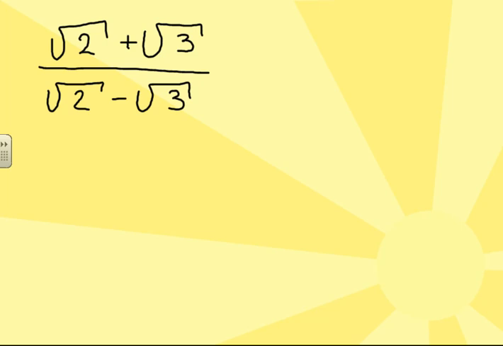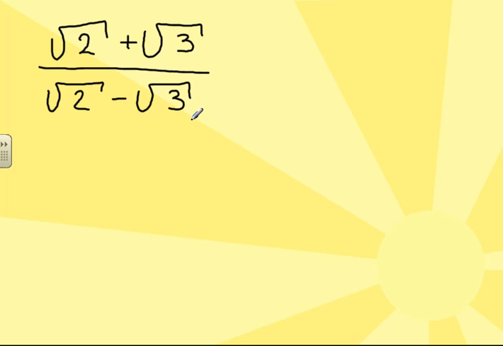Let's have one more go at simplifying radical equations. Now this particular radical equation has radicals in the denominator. Can't have radicals in the denominator. In my last video I showed you how to get rid of one radical in the denominator, but now I have two.